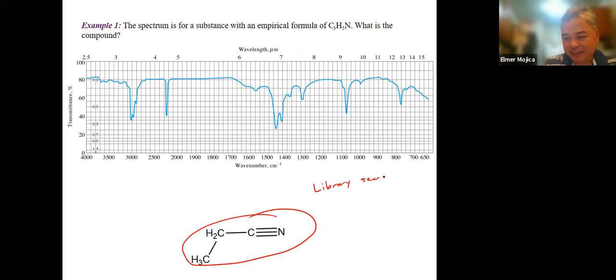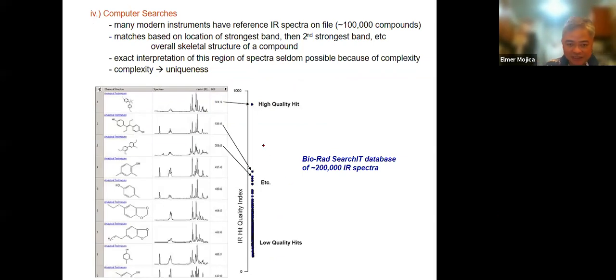nagla-library search na lang sila. And it will give you the structure. So at least in some of the discussion here, gaya nito, ibibigay sa'yo yung quality hit. So it will tell you that, okay, 85% close to a certain compound or 84% close to a certain compound. And it makes it easier for you to determine it.